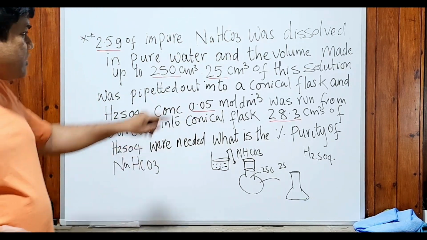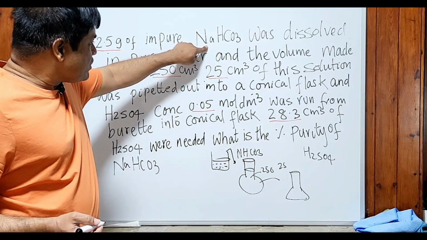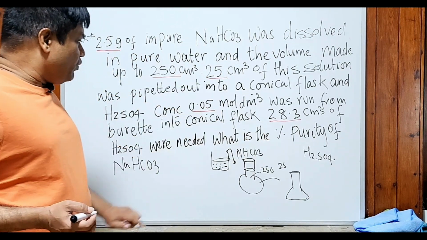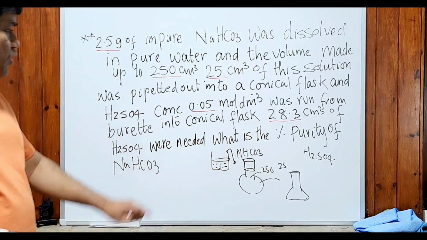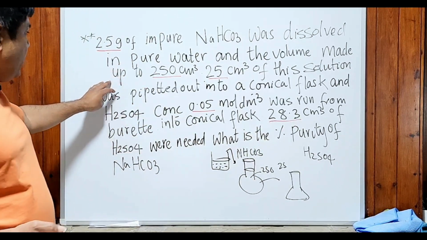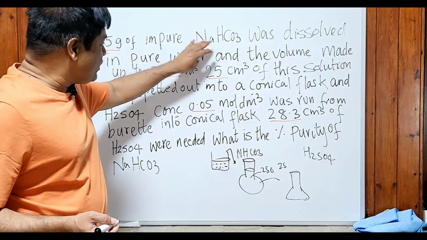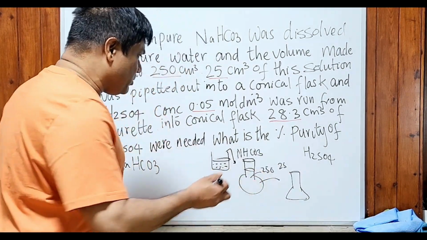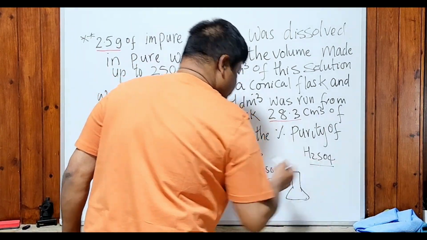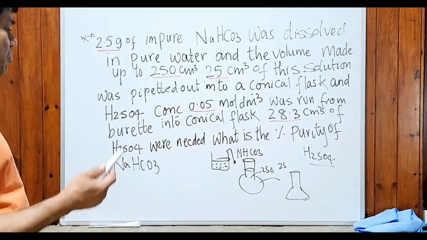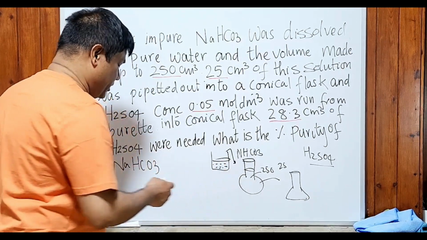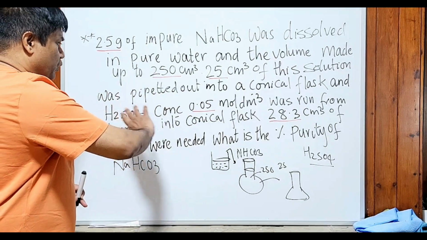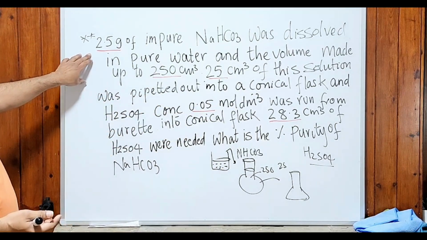To figure out its actual mass, we are using a titration technique. With the help of a titration technique, you can figure out the mass of the pure sodium hydrogen carbonate. So I showed you we are using sulfuric acid to figure out the moles of sodium hydrogen carbonate. We don't need all this worded question. We just need this information.